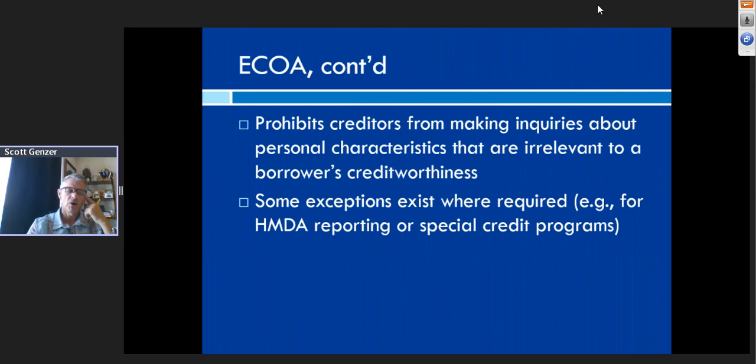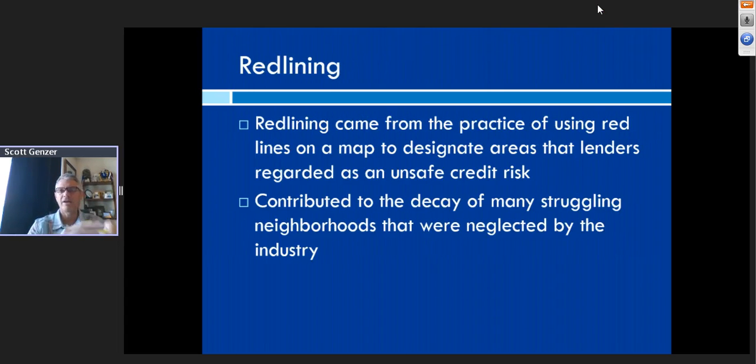All right? So ECOA prohibits creditors from making inquiries about any of those things, except, of course, mortgage companies. And remember, ECOA is where we got the original redlining regulation.